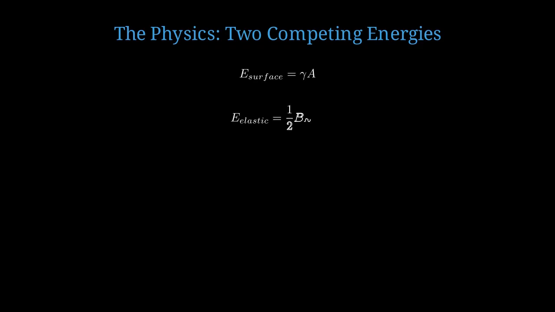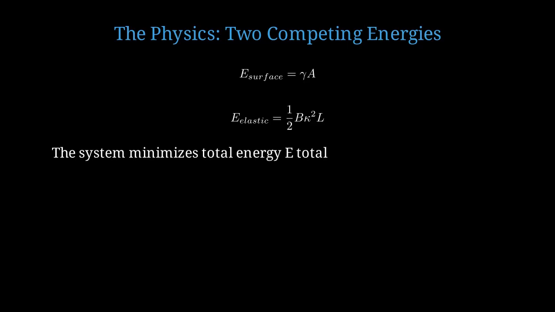The second is the elastic bending energy of the membrane. This is 1/2 B kappa squared times L, where B is the bending stiffness of the membrane, kappa is the curvature, and L is a characteristic length. The bending stiffness depends on the material's Young's modulus and thickness. The total energy is the sum of these two contributions. The system will spontaneously evolve toward the configuration that minimizes this total energy. This is a fundamental principle in physics. Systems at equilibrium sit at energy minima.